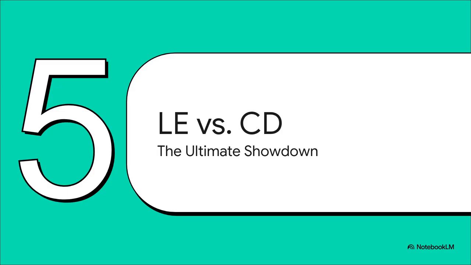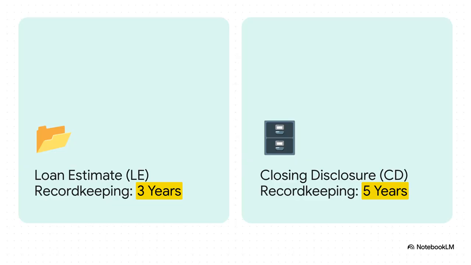Okay, so let's put these two documents head to head. Putting them side by side is really the best way to lock these differences into your brain before the exam. Here's another one of those things that are just easy points on the exam. Record keeping. How long does the lender have to keep these docs? For the loan estimate, it's 3 years. But for the closing disclosure, it's 5 years. So just remember, LE is 3, CD is 5.